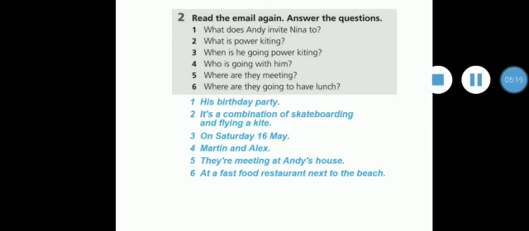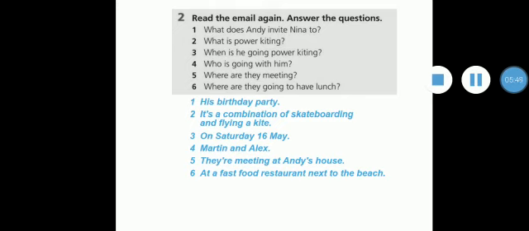Number two. What is power kiting? It is a combination of skateboarding and flying a kite. Number three. When is he going power kiting? On Saturday, 16th of May. Who is going with him? Martin and Alex. Number five. Where are they meeting? They are meeting at Andy's house. And the last one. Where are they going to have lunch? At a fast food restaurant next to the beach.